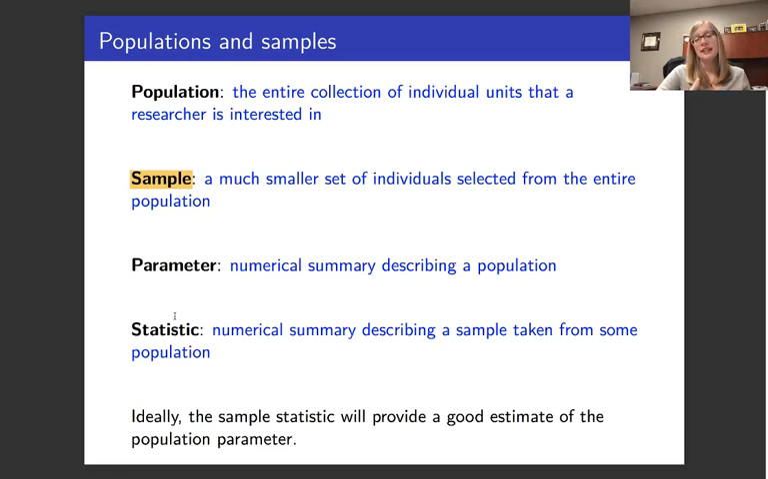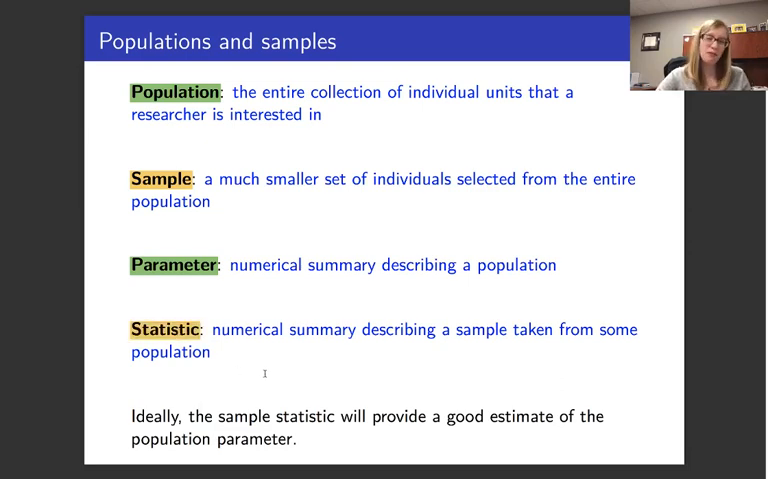Now, when we're collecting data, what we're really usually trying to do is estimate or measure something called a parameter. So a parameter is a numerical summary describing a population. This might be, for example, the average GPA of all Creighton students. So parameters describe populations.